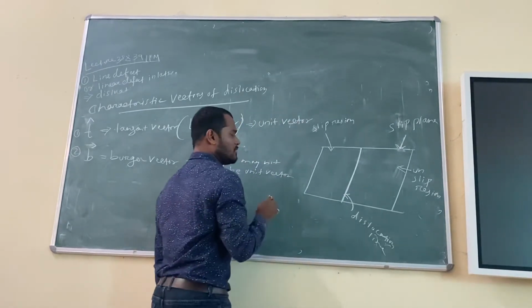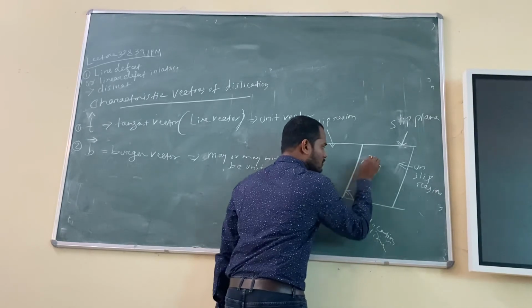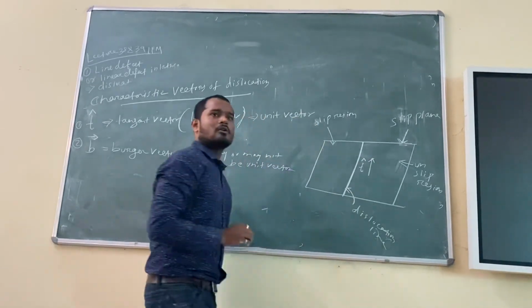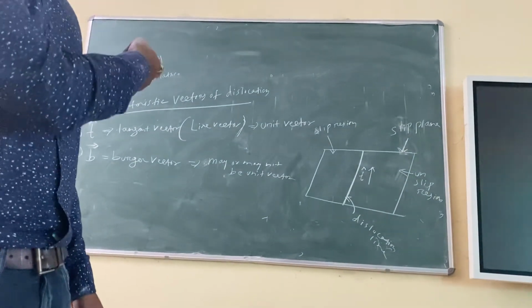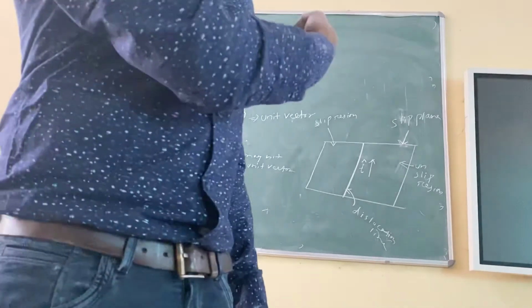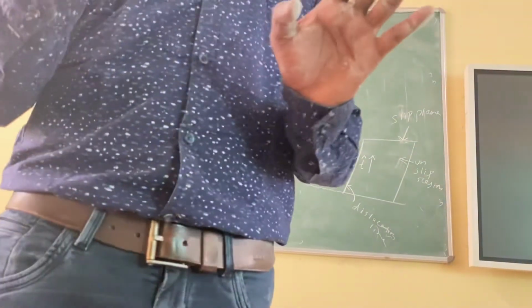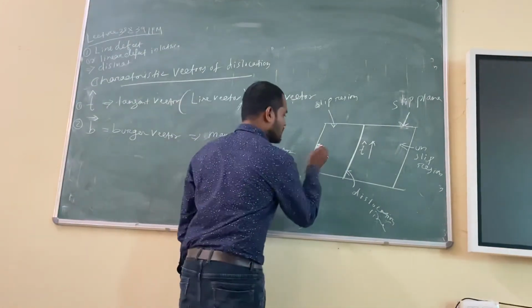So what I mean to say is, this is your tangent vector. What is the tangent vector? Just have a look. The tangent vector is tangent to the dislocation line, or it is parallel to the dislocation line. This is very simple, right? So the tangent vector is parallel or tangent to the dislocation line. And what is the Burgers vector? The Burgers vector is like this.